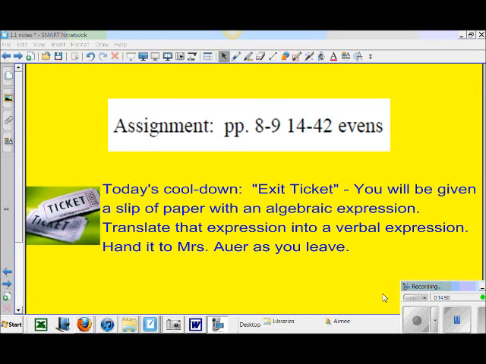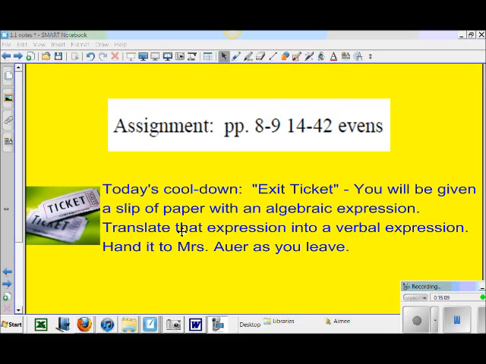So then your assignment that will be due the next class period will be on pages 8 through 9, problems 14 through 42, just the evens. So this assignment with the notes that you just took, as well as this assignment, will be worth 39 points. So hopefully you will get that done on time and have a great start to the year.